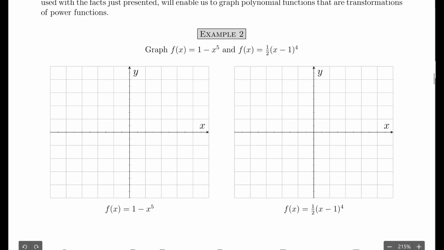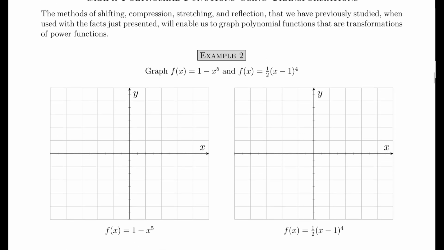So example 2 says to use the methods of shifting, compressing, stretching, and reflecting, and we can come up with what some of these graphs look like. So I'm going to look at 1 minus x to the 5th. Now let's base that off of the graph of x cubed, because it's an odd degree. And if I reorder this, it's negative x to the 5th plus 1.